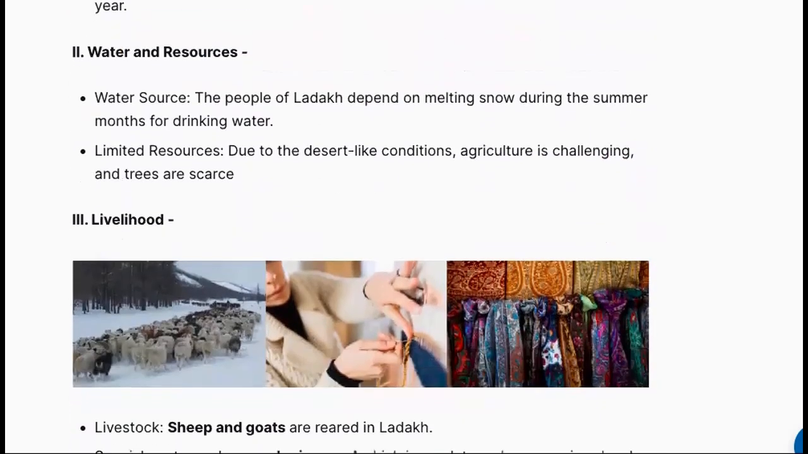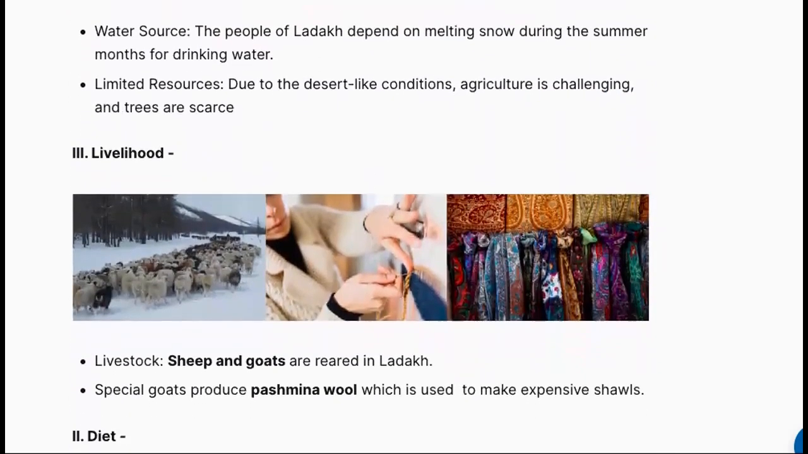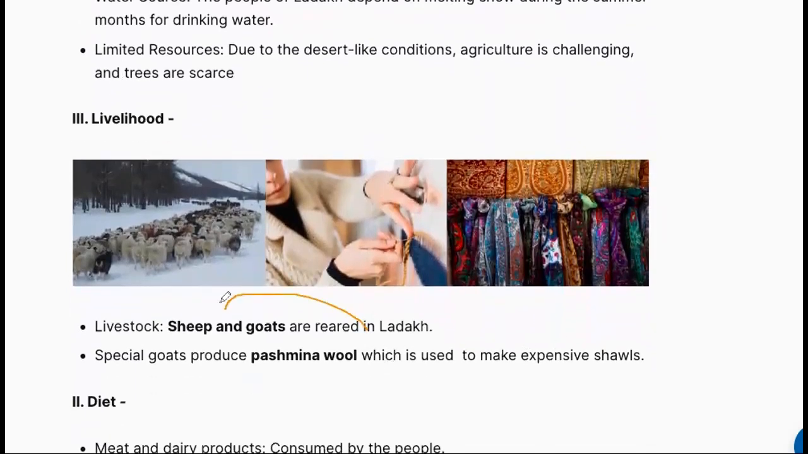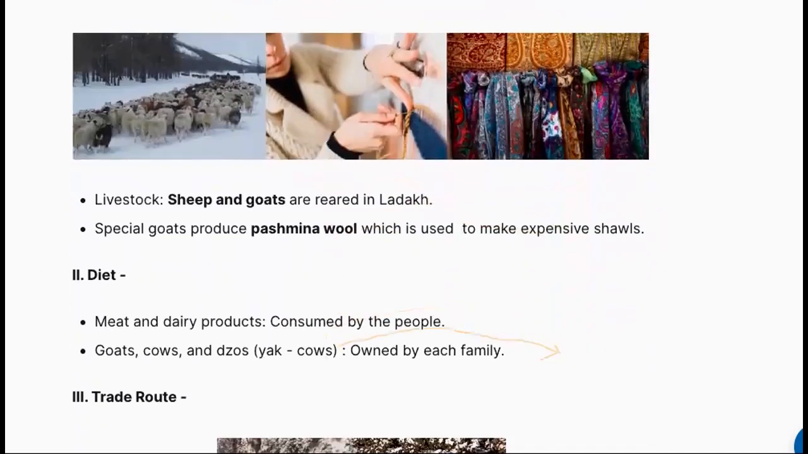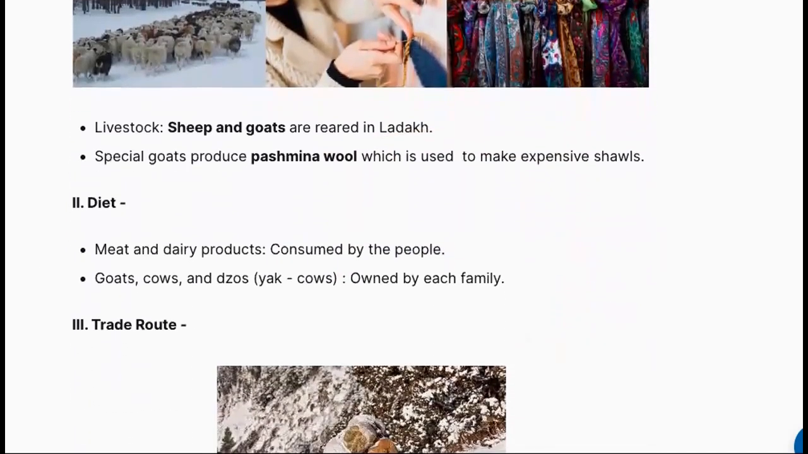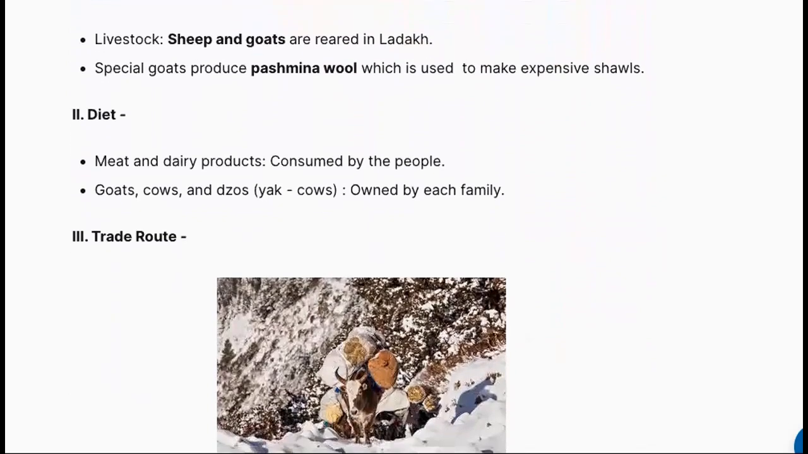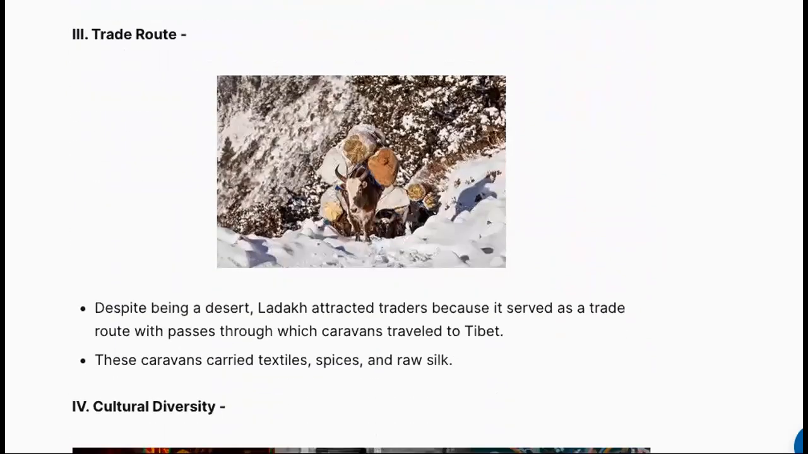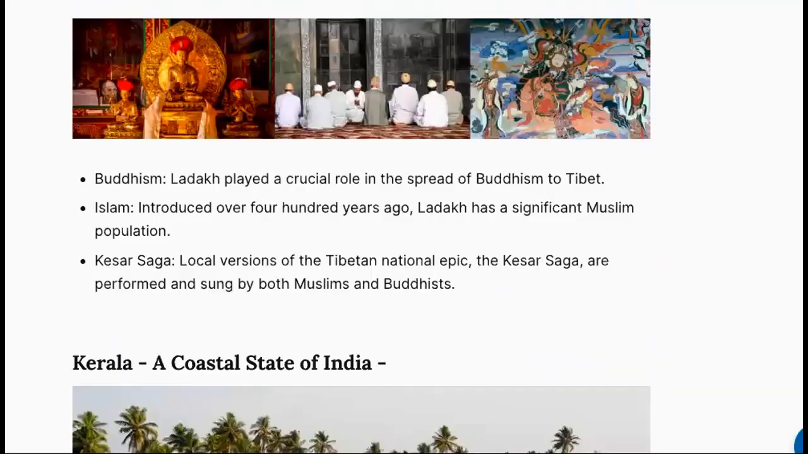What do the people do there for livelihood? They rear animals like sheep and goats. Sheep and goats produce pashmina wool, which is used to make expensive shawls. So this is what people do for livelihood. Their diet is meat and dairy products only. And in their culture, both Buddhism and Islam are practiced there.